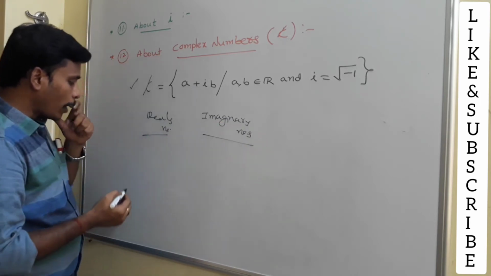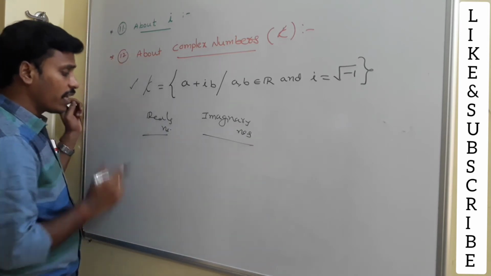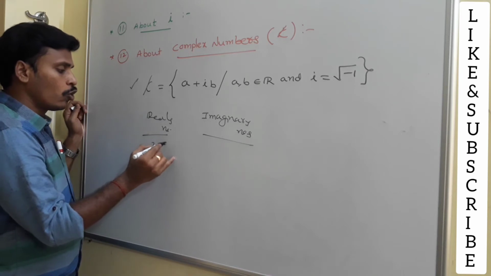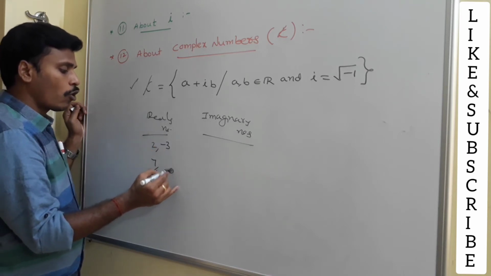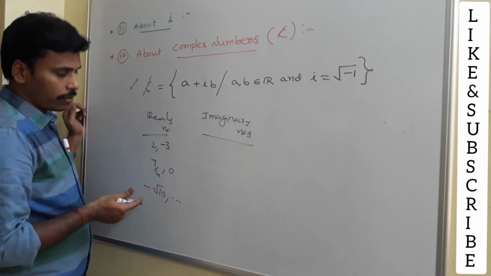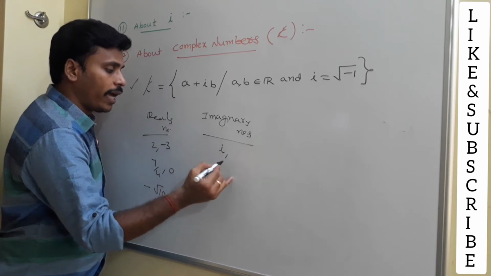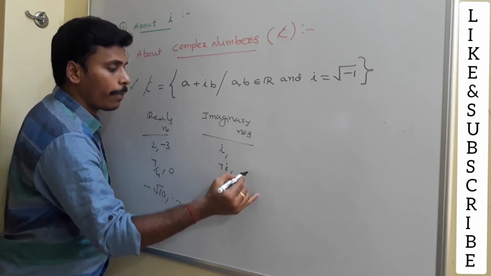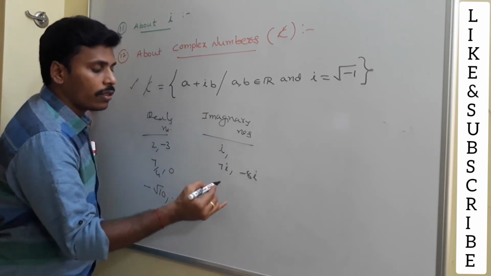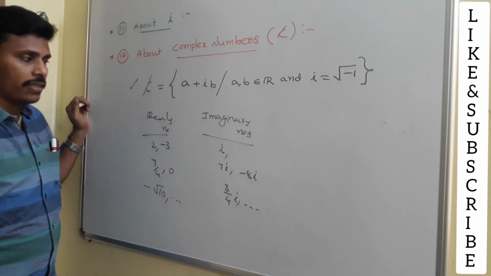In the real numbers, we have positives, negatives, 0, fractions and everything, like 2, minus 3, 7 by 4, 0, minus root 10. All these things come under reals. I just mentioned a few. And about the imaginary numbers: i, 7i, minus 8i, something like 3 by 4 i, etc. All these numbers are imaginary numbers.